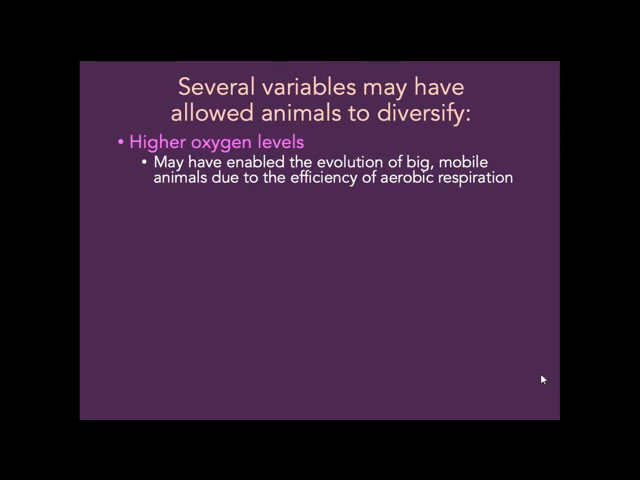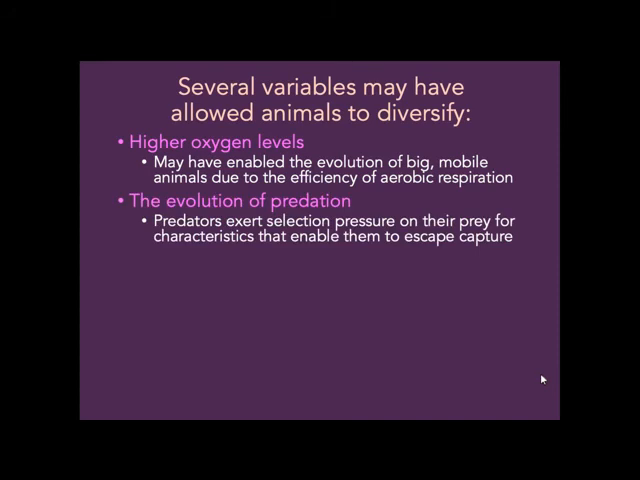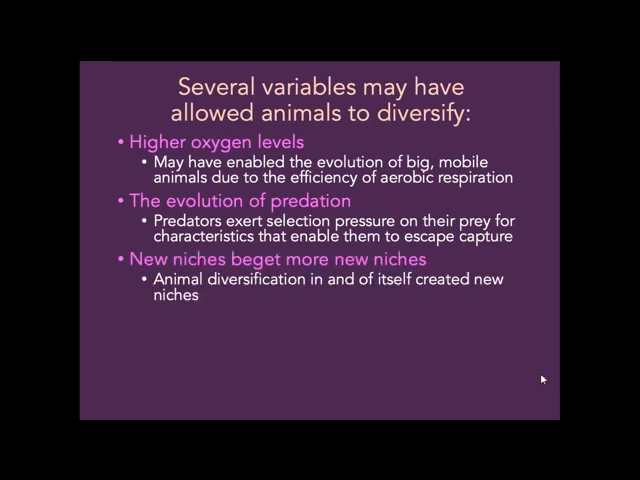It could be that the evolution of predators at that point caused selection pressure on prey, and then the prey trying to avoid the predators exerted selection pressure on the predators, etc. The third non-mutually exclusive hypothesis is that once animals occupy new niches, that created niches for other animals in terms of other animals will try and eat that new animal or parasitize it or avoid being eaten by it, and then that created new niches.